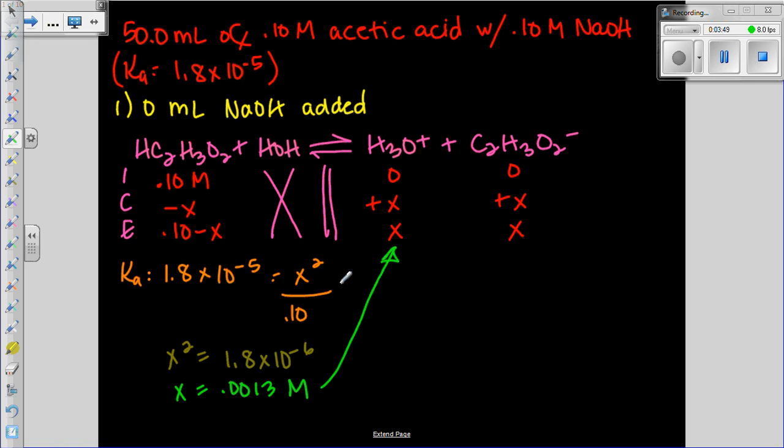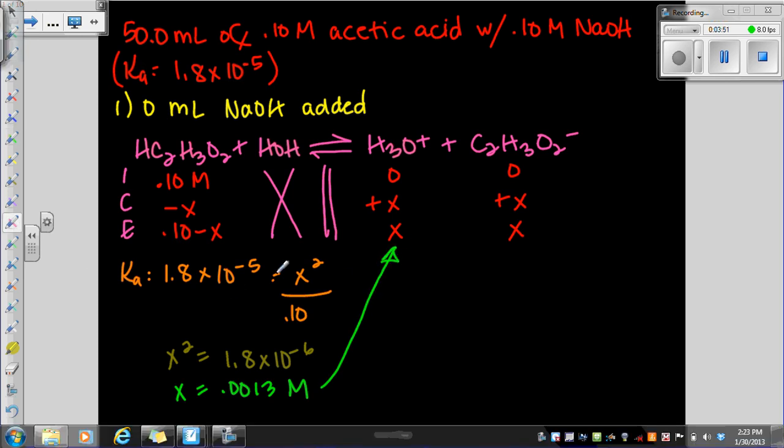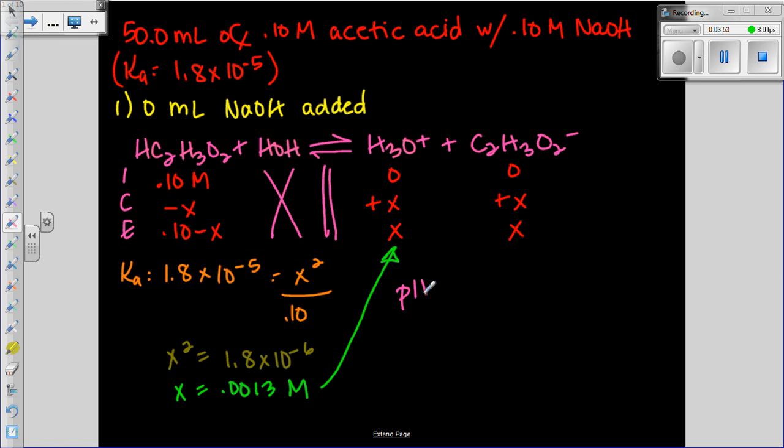That x tells me my hydronium ion concentration. So to get pH, I'm going to do negative log of 0.0013. And when I do that, I get 2.87, 2 sig figs, so I want 2 numbers after the decimal. So that's my pH with 0 milliliters of sodium hydroxide added.